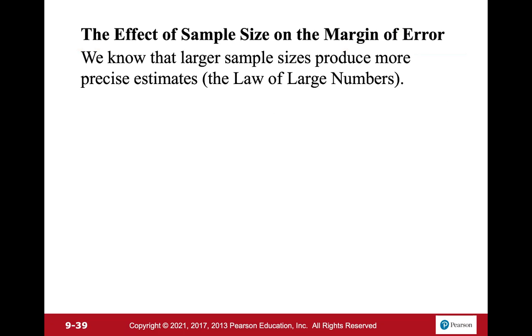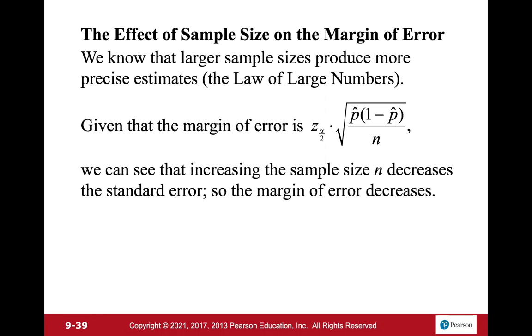And now the effect of sample size and the margin of error. We know that a larger sample size produces more precise estimates, aka the law of large numbers. So given that the margin of error, remember it's this value right here, our critical value times our standard deviation, and the standard deviation in this case is the square root of p hat times 1 minus p hat divided by n. So the larger the number here, the smaller the value is. So just think of our numbers. If we have 1 over 1, that's equal to 1.